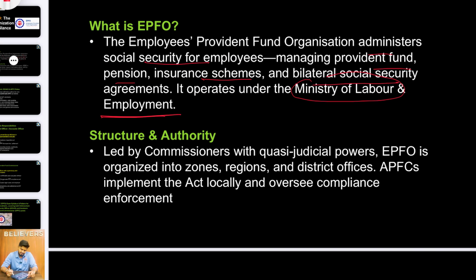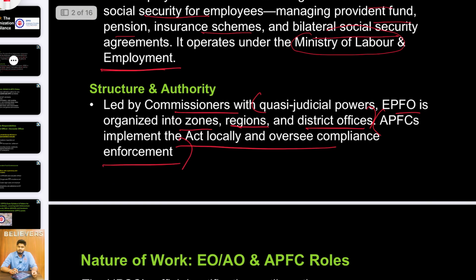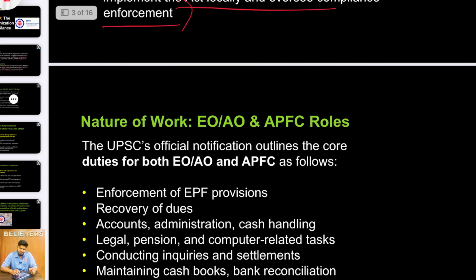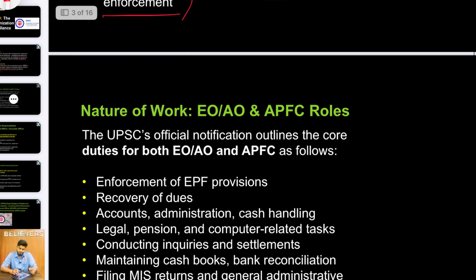The structure and authority. It is led by commissioners with quasi-judicial powers. EPFO is organized into zones, regions, and district offices. And APFCs implement the act locally and oversee compliance enforcement. So this is about EPFO. Next, we'll discuss what the EO, AO, and APFC roles are.